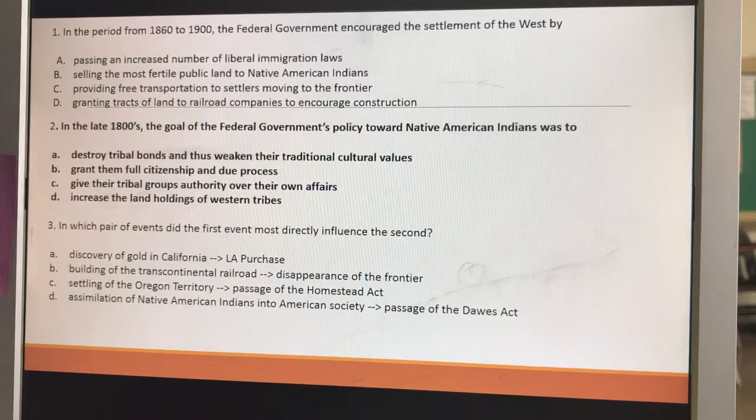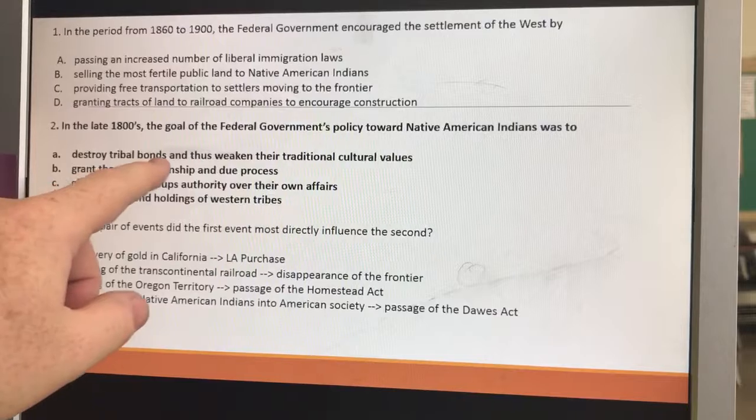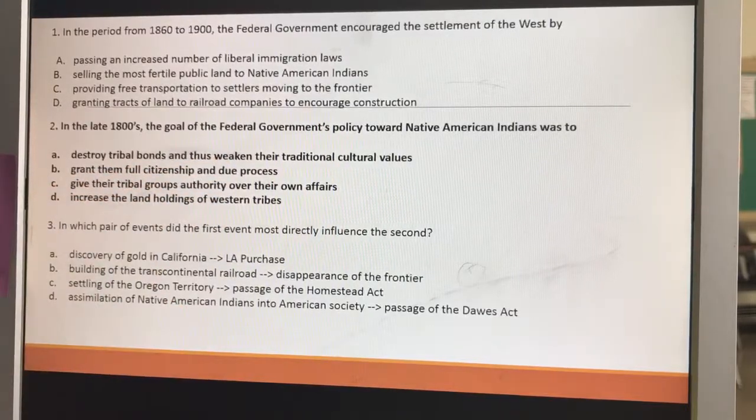Remember, we wanted to solve the Indian problem, and the best way to do that was by, A, destroying their tribal bonds and weakening their traditional cultural values. Assimilation, making them live on reservations, making them more like us through the Dawes Act, which made them farmers and ranchers.